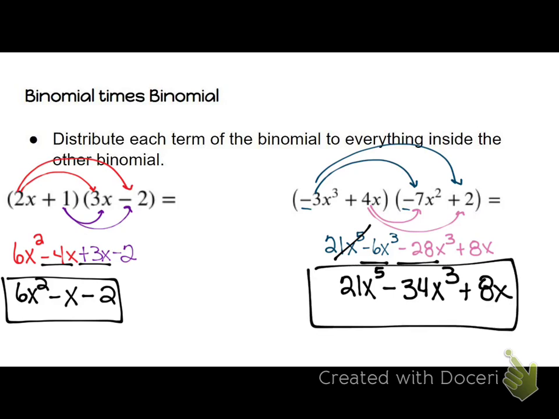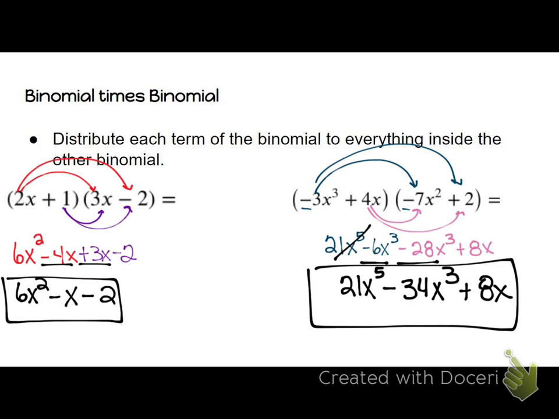How many degrees does this polynomial have? 1, 2, 3. 9 degrees. How many terms? 3. So it's the 9th degree trinomial. Good. All right, now you can flip it over.